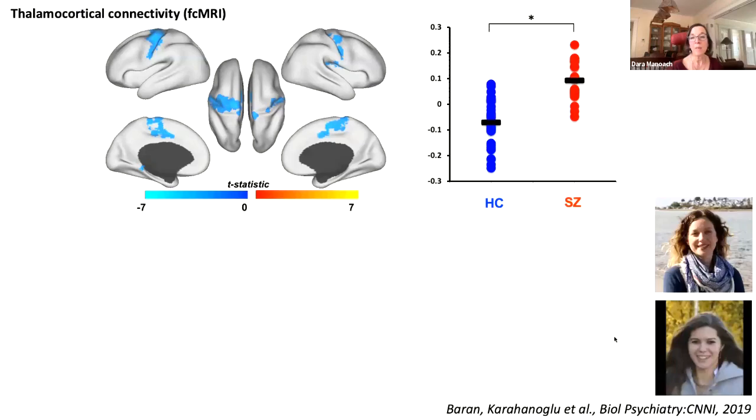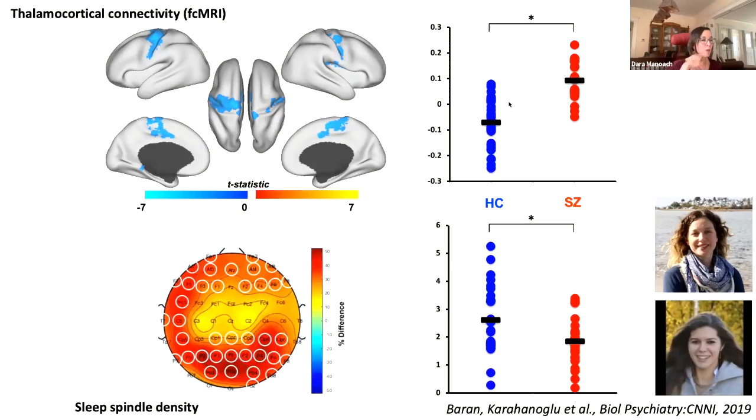Impaired gating may also account for the well-replicated finding of increased communication between the thalamus and sensory motor cortex in schizophrenia. So they're showing increased communication, and this is measured by resting state functional connectivity MRI, and the same sample also had reduced spindle density.